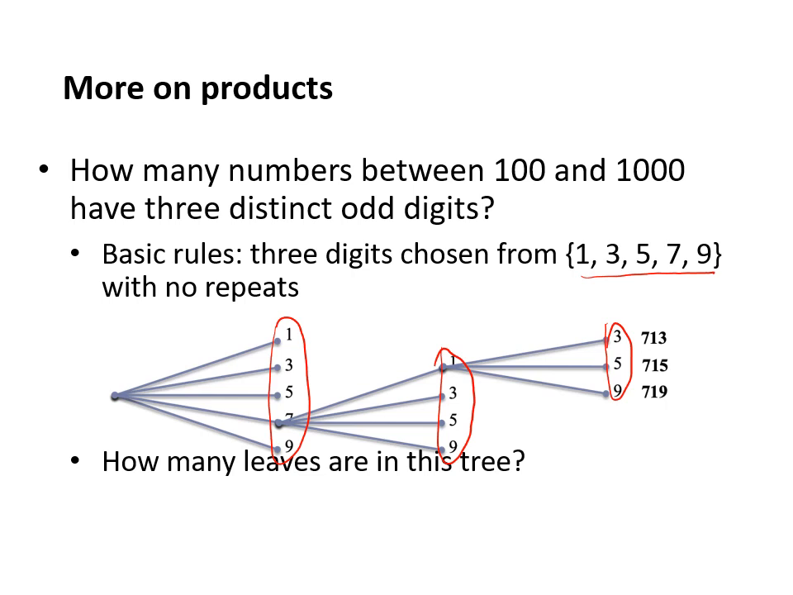So we can solve this problem indirectly by counting how many leaves are in this tree. And the rule of products, again, helps us here. So we have 5 choices in the first step, 4 choices in the second step, because we used up one of the digits, and 3 choices in the last step. And that's 5 times 4 times 3, which is equal to 60. So there are 60 such numbers between 100 and 1,000 that have 3 distinct odd digits.